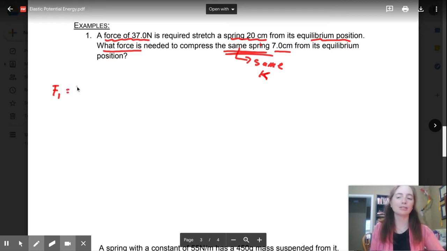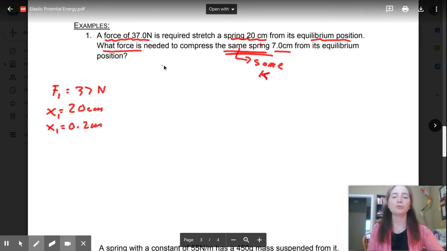Well, I'm going to label scenario 1 as force 1. In scenario 1, it's taking 37 newtons to compress a spring 20 centimeters. So x1, once again in centimeters, we're going to have to convert that into meters. So 0.2 meters is x1. To compress the same spring 7 centimeters, now x2, 7 centimeters, convert that into meters.